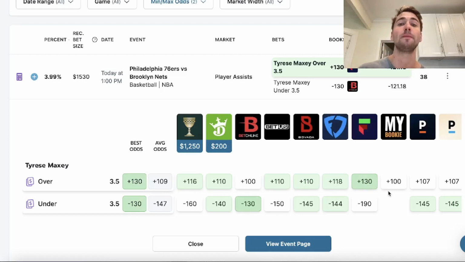All you have to do is find value in the market, right? You're literally like a day trader, like an investor. You're hunting for bets that are mispriced. You're hunting, right, for value in the market. Just like an investor looks for underpriced assets, you're looking for underpriced bets as a sports bettor.